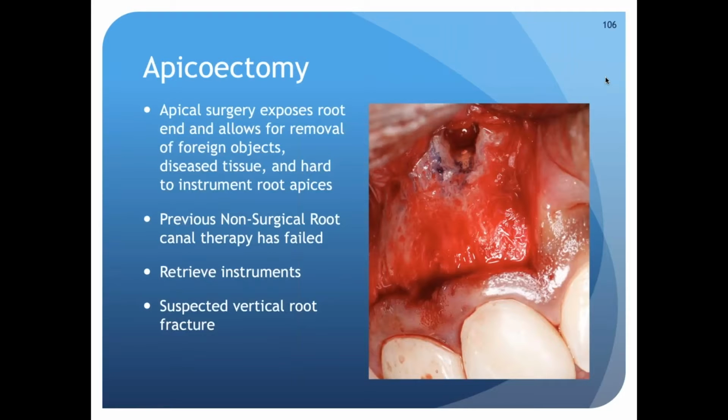So, apicoectomy. Apical surgery exposes the root end and allows for removal of foreign objects, diseased tissue, and areas that are hard to instrument at the root apices. So we have previous non-surgical root canal therapy that failed. Maybe we're trying to retrieve an instrument, or maybe we think there's some sort of root fracture, so we're doing exploratory surgery as well.